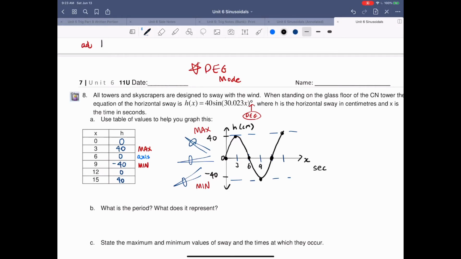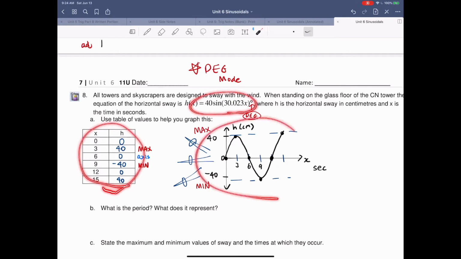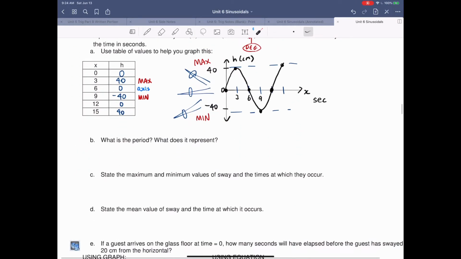Okay, so in terms of making little connections, I'm noticing that that 40 value ended up giving me the max. And there might be some relation here, and maybe you're able to make some connections as to how this table of values, this equation, and this graph might come all together as a teaser for later lessons. What is the period? What does it represent?